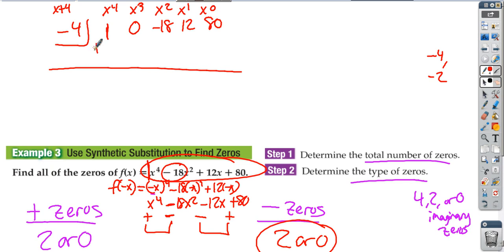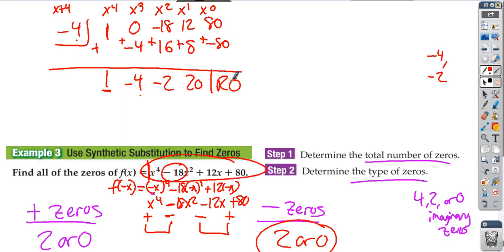Synthetic division, what we do is we add these columns. So 1 plus nothing is 1. And we take these numbers down here and multiply by negative 4. So 1 times negative 4 is negative 4. Add the columns. Negative 4 times negative 4 is 16. Add those columns. Negative 2 times negative 4 is positive 8. Add the columns. 20 times negative 4 is negative 80. And sure enough, we get a remainder of 0, which is what we were supposed to get, because we already saw from the table that's a factor, that's a 0.